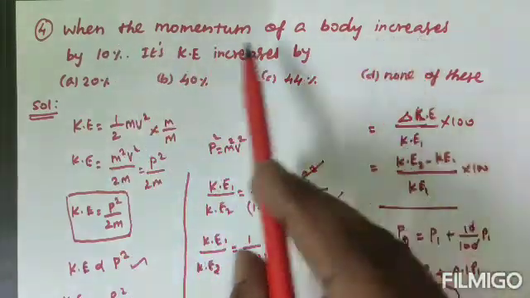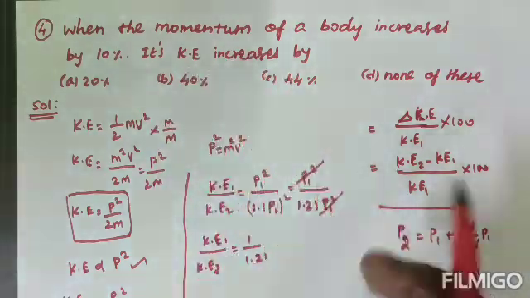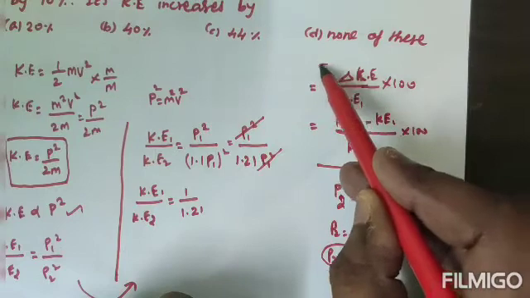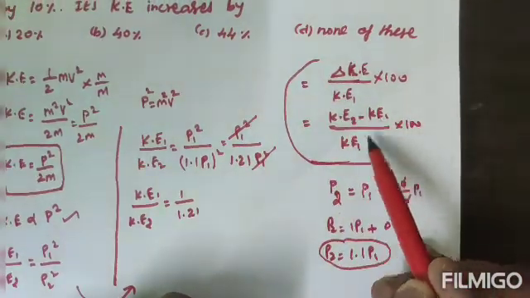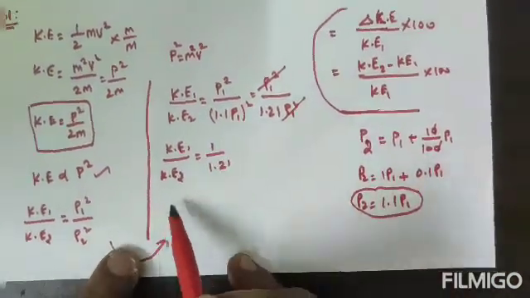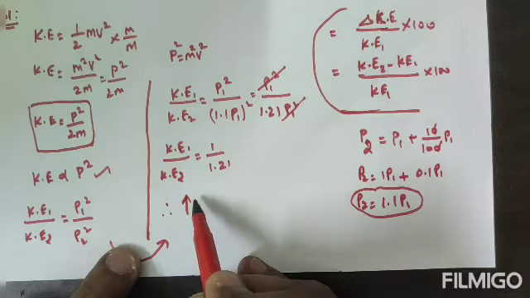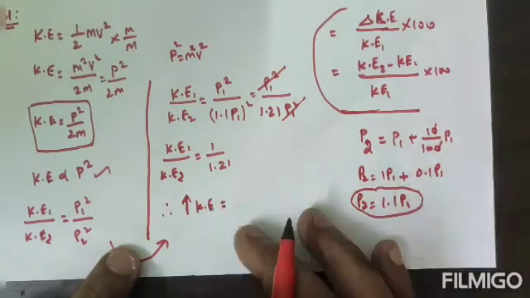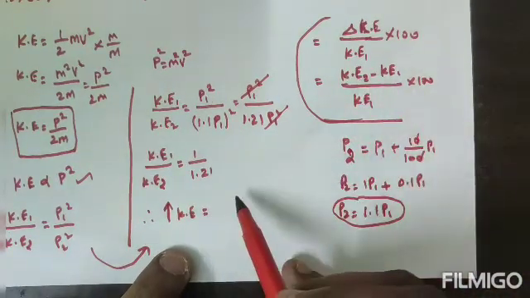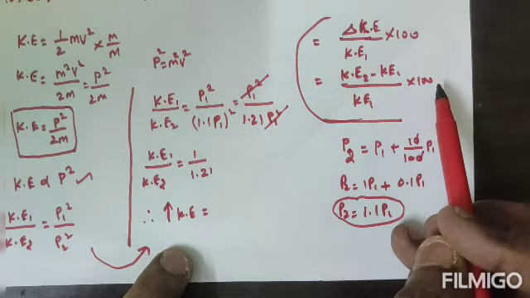Okay, but in this question, when the momentum of the body increases by 10%, they are asking for the increase in kinetic energy in percentage. So we already know the idea: change in kinetic energy divided by initial kinetic energy into 100. Shall we write now? Yes, therefore the increase in kinetic energy in percentage is equal to final kinetic energy minus initial kinetic energy divided by initial kinetic energy into 100.